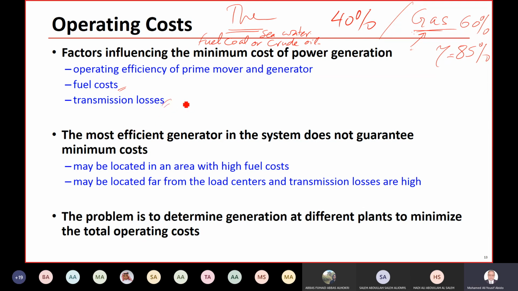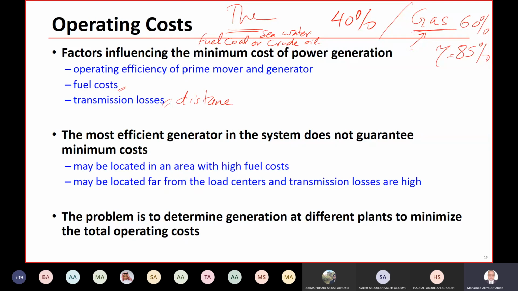Transmission losses with distance, as we discussed earlier, will also affect the dispatch. The most efficient generator in the system doesn't guarantee minimum cost.